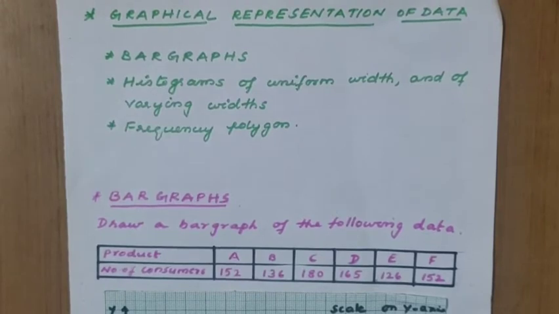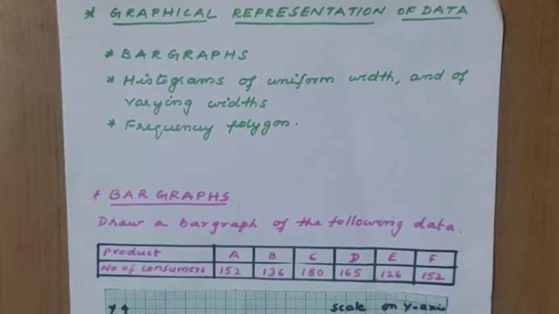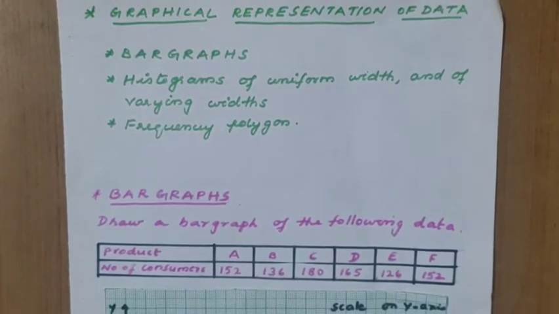Last class we have seen the representation of the data by tables. But now we have to see another way of representing the data, that is graphical representation. It is well said that one picture is better than 1,000 words. So by using graphical representation, comparison, analysis, and drawing conclusions, everything is easier compared to raw data.